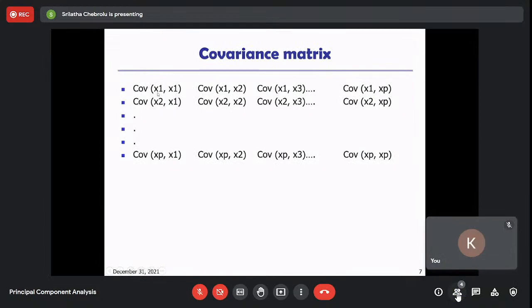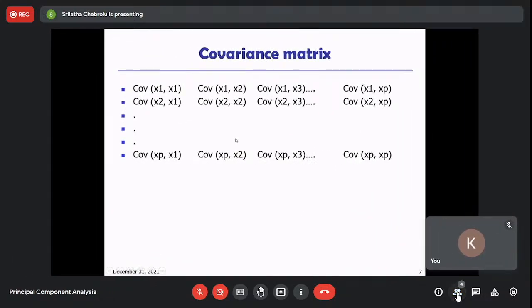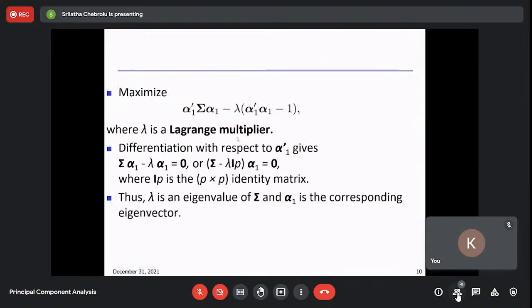X1 and X1, X1 and X2, X1 and X3. Like that, you have to find the covariance between each possible combination of attribute pair. How to find the covariance? I will show you the formula.